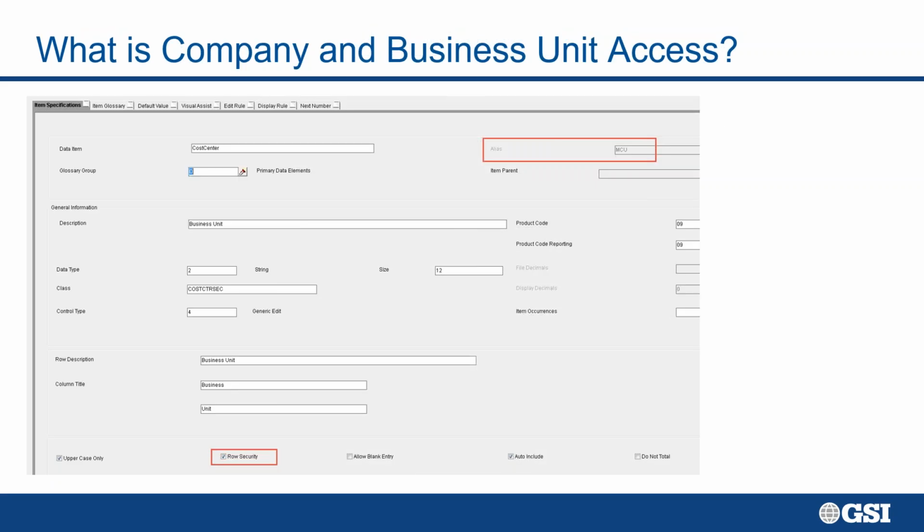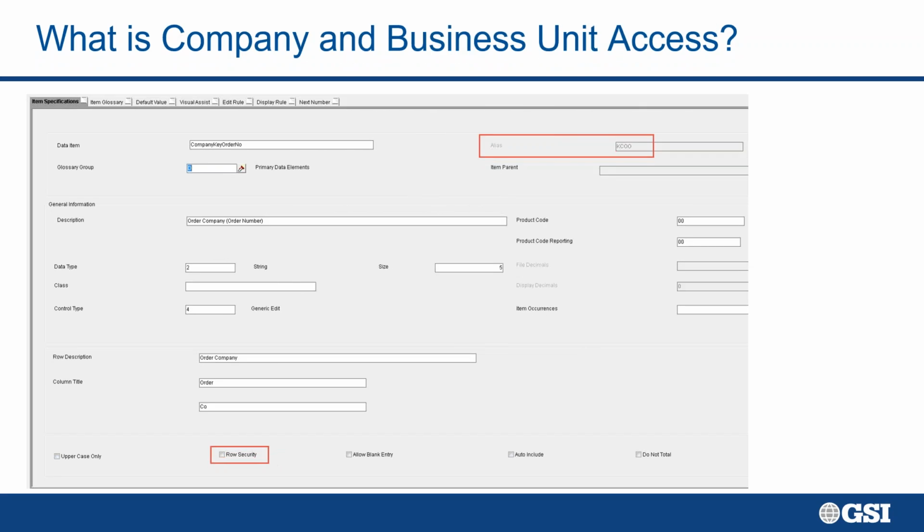So you would navigate to the data dictionary. In the item specifications tab that you see here, there's a lot of data presented, and all of it does matter, but for the purpose of what we're discussing today, it is just going to be the alias, which is the top right box that I have highlighted, and the lower left box for the row security. As you can see, we're filtered on MCU as the alias, and the row security box is checked, meaning it is enabled for row security.